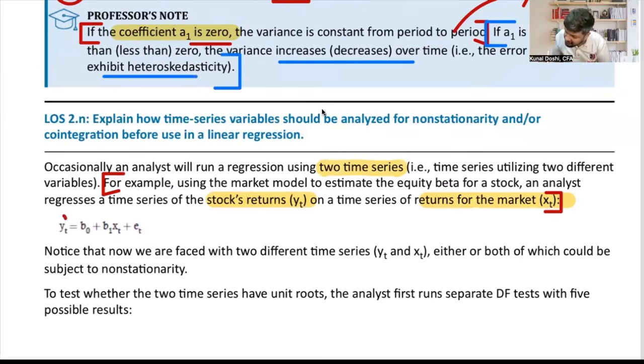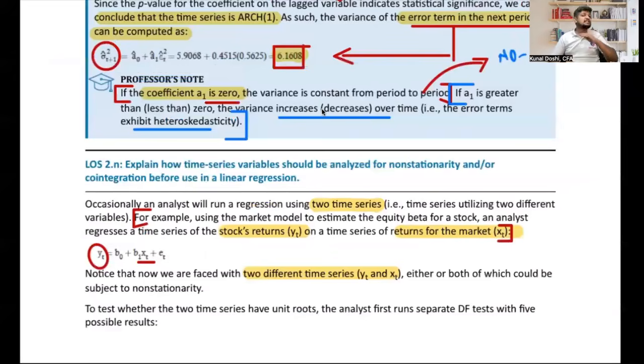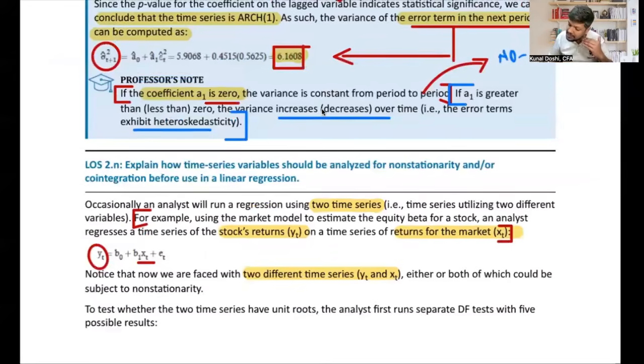So here they are saying there are two variables, so there can be two time series. Both can have a time series model, either of which could be subject to non-stationarity. So we have to test for Y also. We have to test for X also, whether they are stationary or not. Okay. To test whether the two time series have unit roots. Unit roots means their B1 is equal to 1. The analyst first runs the DF test, the Dickey-Fuller test, right?